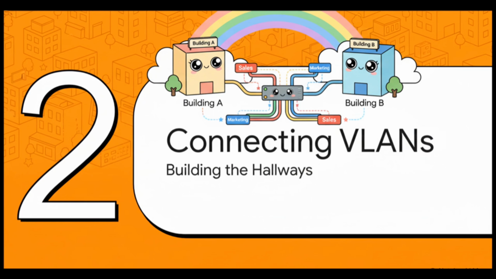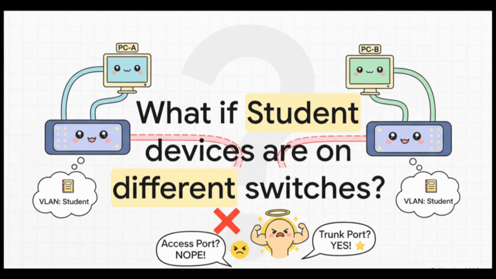All right, so we've created our separate office suites, our VLANs. But what happens when our company gets bigger and we need a second building? Or, in our world, a second switch? How do we make sure the sales team in Building A can still talk to the sales team over in Building B?